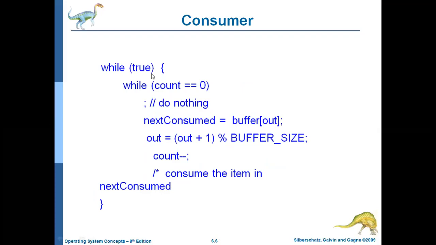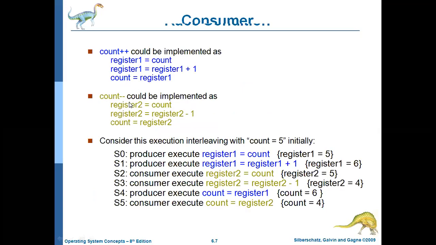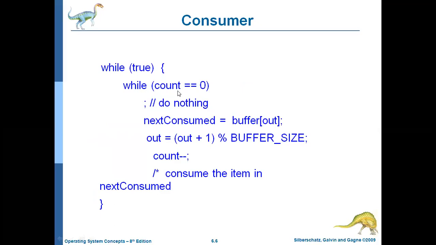While true means the condition is true, so we go into an infinite loop. Count equal to 0 — why do we need to check for this one? Why? Because the producer cannot produce items if the buffer is full.